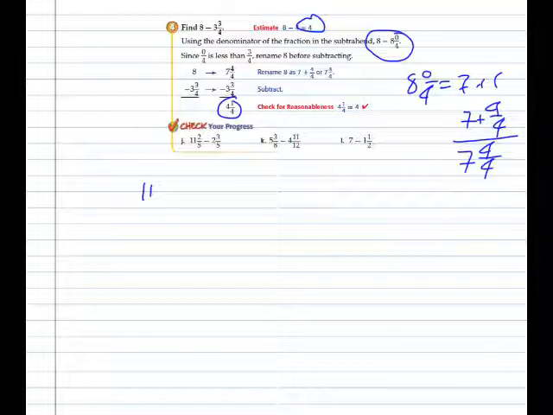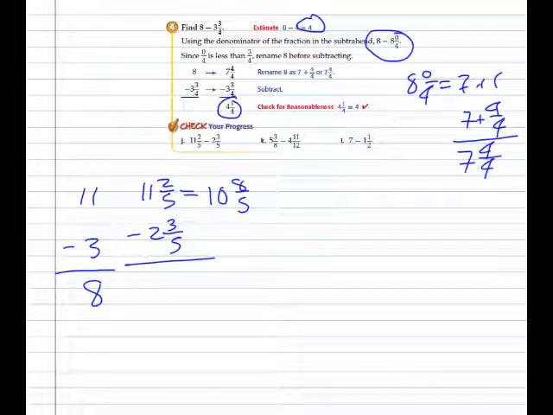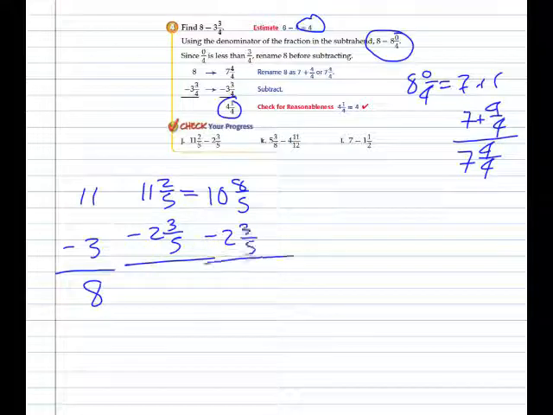Okay, so 3 examples here. 11 2/5 minus 2 3/5. Nice of them to give me a common denominator. I'm going to round this to 11. I'm going to round this to 3. 11 minus 3 is 8. I'm going to rewrite 11 and 2/5, because I can't subtract 3 from 2, as 10 and 8/5. I'm going to subtract 2 and 3/5 from that.